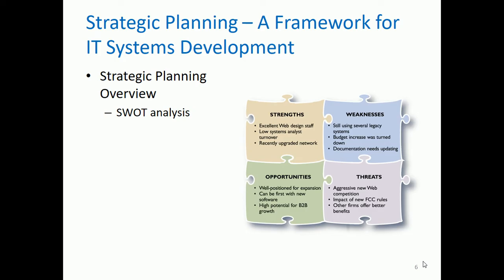So strategic planning is a framework for IT systems development. For its overview, we have the so-called SWOT analysis. SWOT: S stands for strengths, W for weaknesses, O for opportunities, and T for threats. So that's SWOT analysis. Okay, let's look at the example here. I think it's a company or an office that is doing a SWOT analysis.